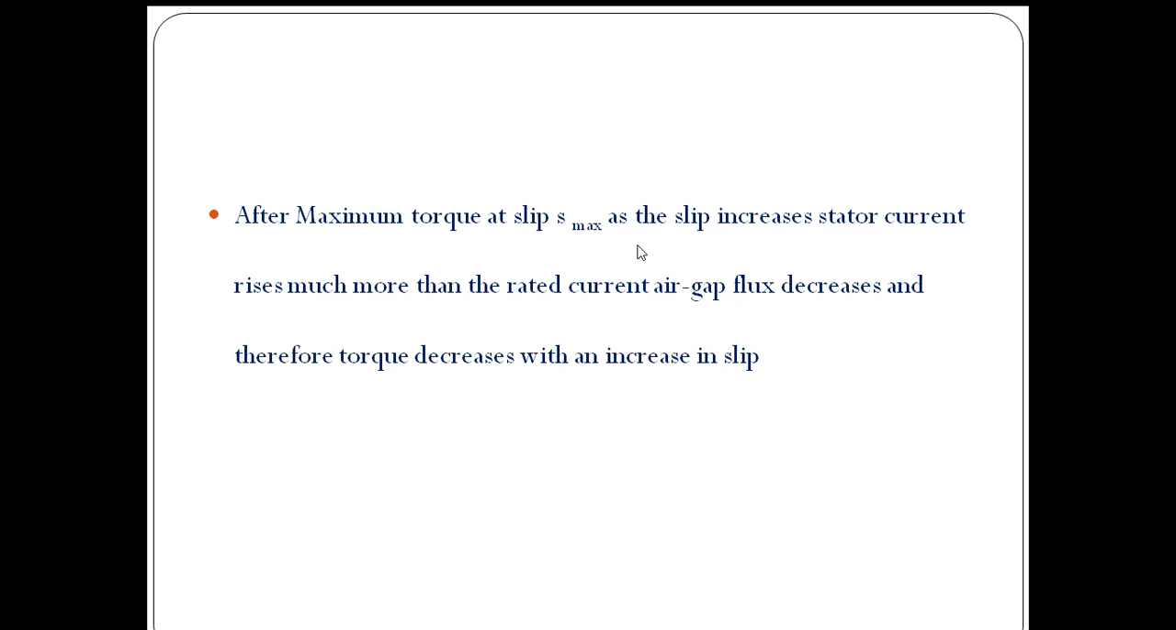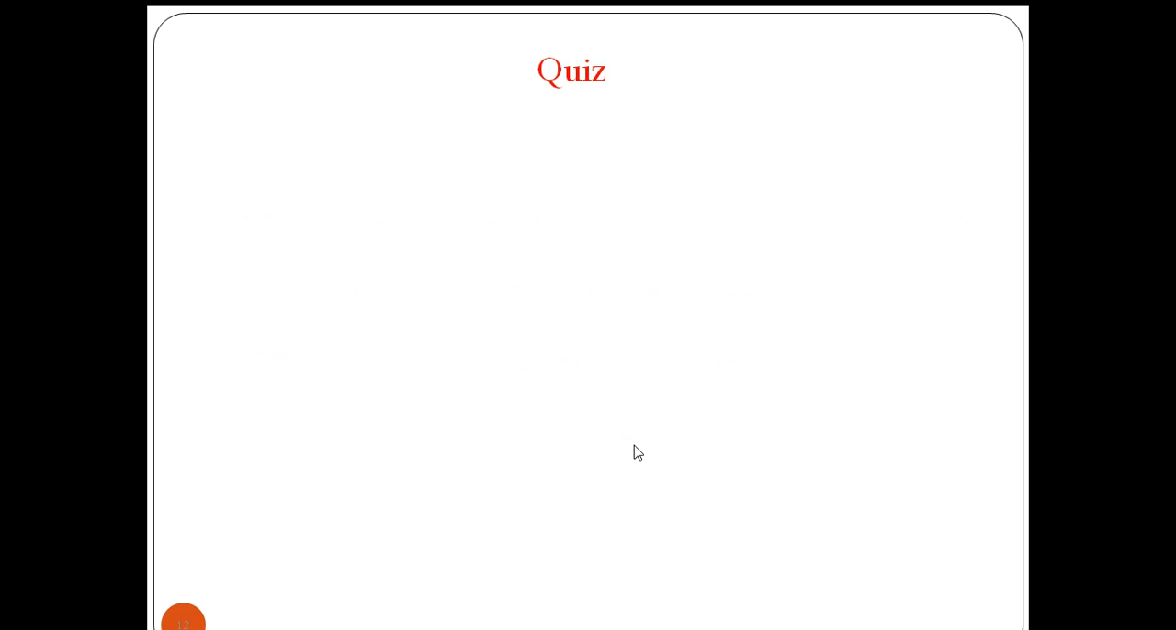After maximum torque at slip S max, as the slip increases, stator current rises much more than rated current. Air gap flux decreases and therefore the torque decreases with increasing slip. Further, if we increase the slip from maximum torque value, as the air gap flux will decrease with increasing slip, the torque produced by the induction motor will decrease. So these conclusions we got from the torque slip characteristics of the induction motor.